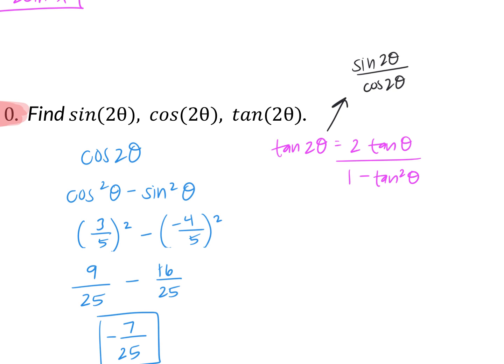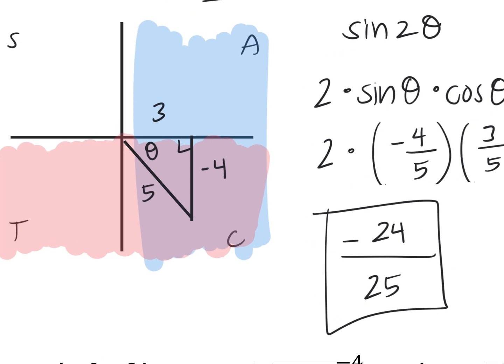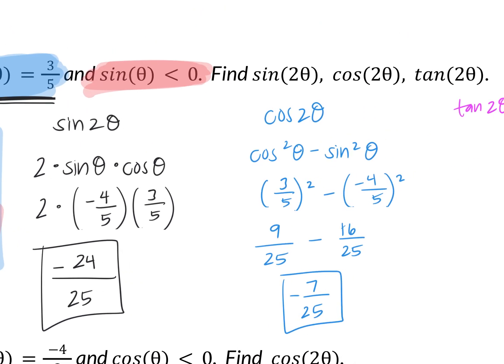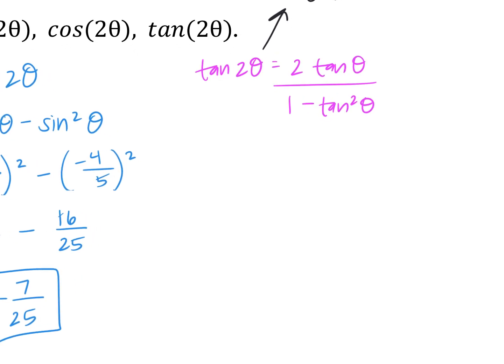So I'm gonna do the pink piece first here. I'm gonna plug in what is tangent of theta. If I go back to my picture here, tangent of theta would equal what? Negative 4/3. So I'm going to plug that into my formula here. So I've got 2 minus negative 4/3. Wait, was that right?